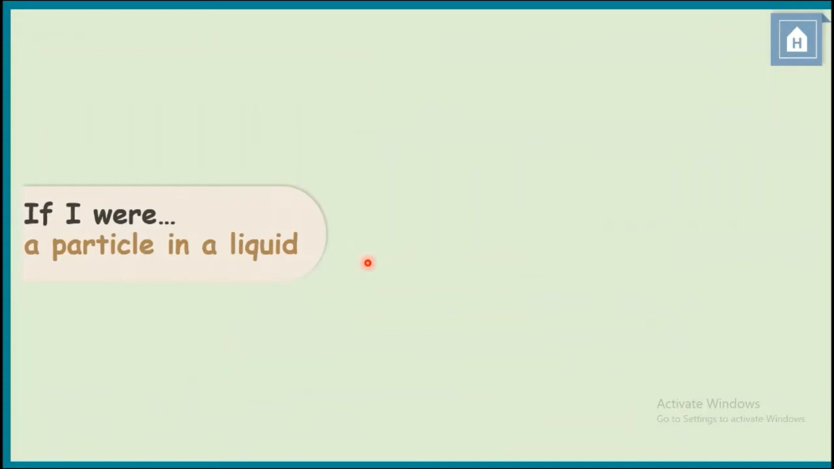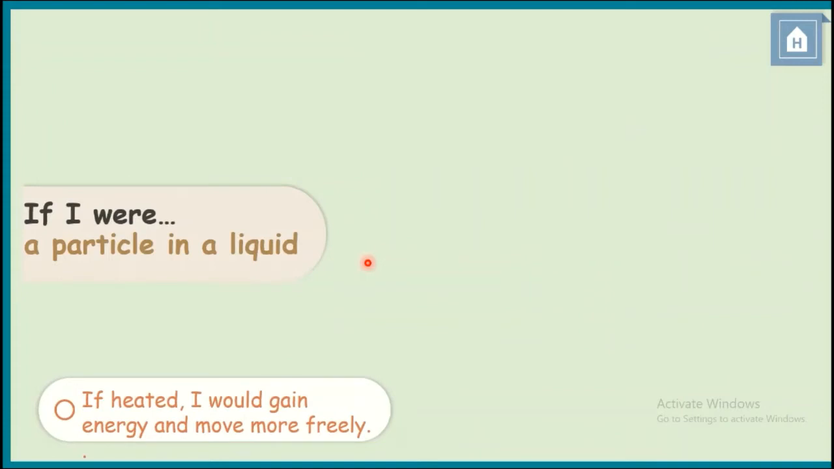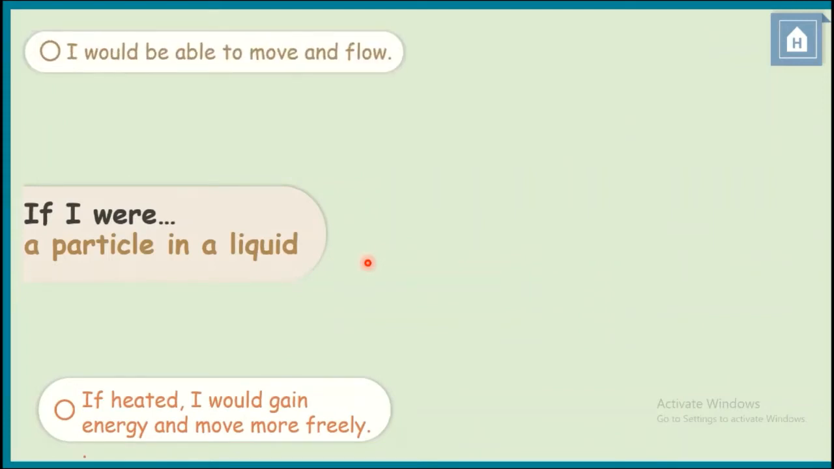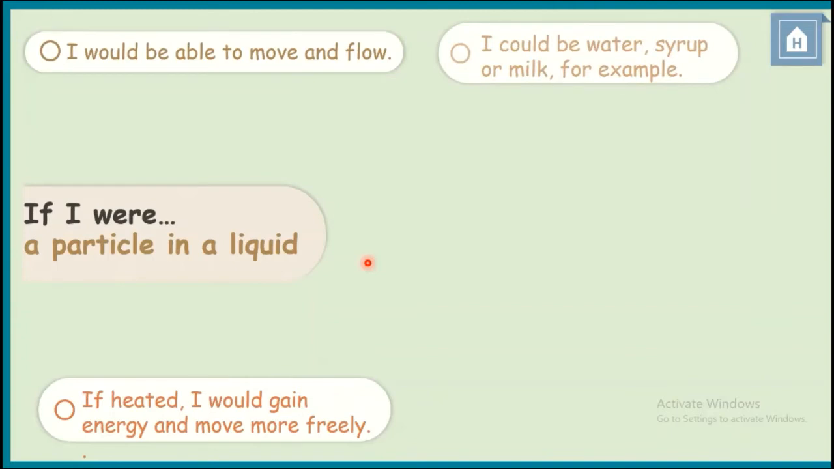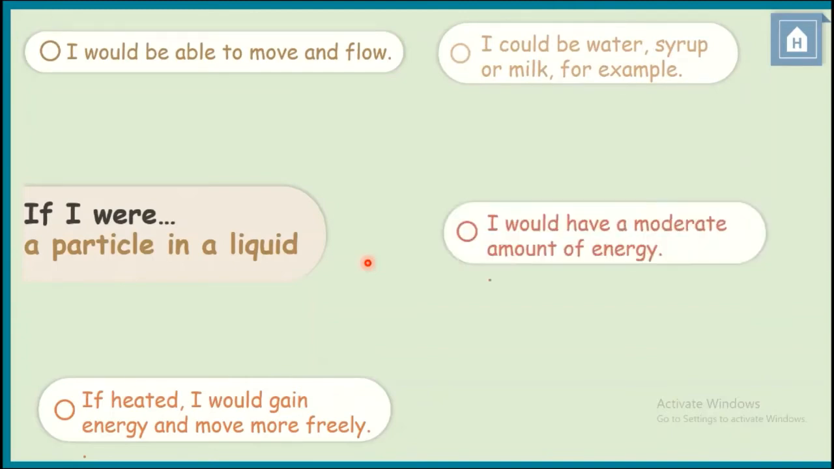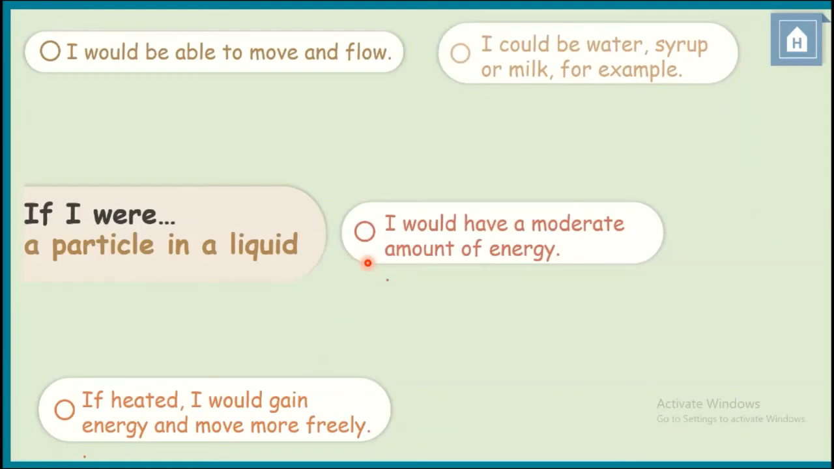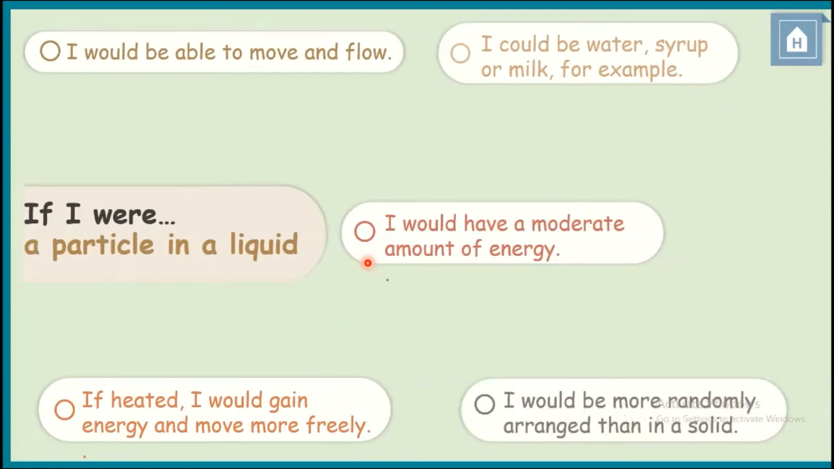Now, if I were a particle in a liquid, what would I be? If heated, I would gain energy and move more freely. I would be able to move and flow. A liquid can flow from one place to another place. I could be water, syrup, or milk, for example. I would have a moderate amount of energy. I would be more randomly arranged than in a solid.